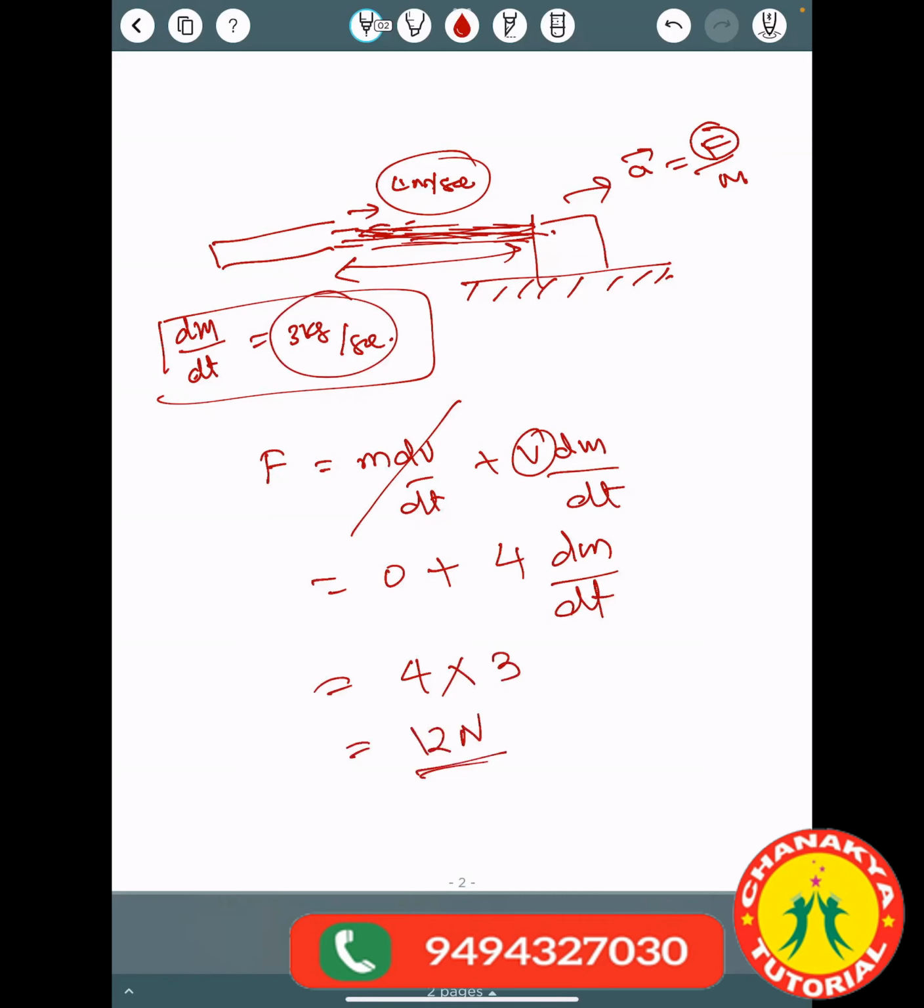This is your force. So what will be the acceleration? F by m. So a is equal to F, which is how much, guys? 12 divided by mass, which is 5 kg. So from here, you can get 2.4 meter per second square.